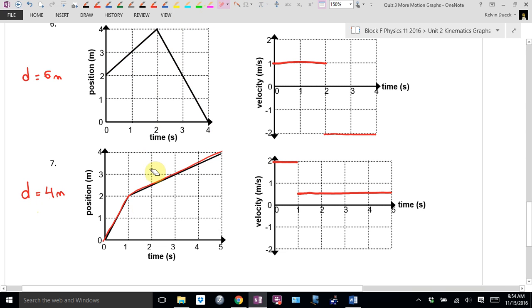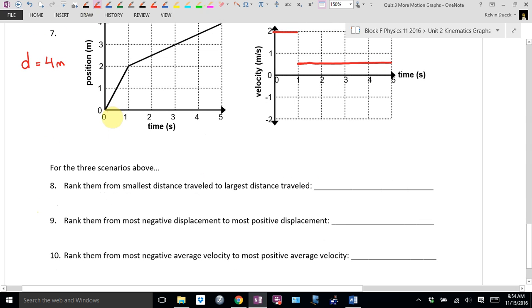So I guess if they want me to go from smallest to biggest, you could either go 5, 7, 6 or 7, 5, 6, because 7 and 5 is the same. You know what? 6 has to be the last one. It's definitely the largest distance traveled. So that's what I'd be looking for in number 8. Make sure that 6 showed up last.